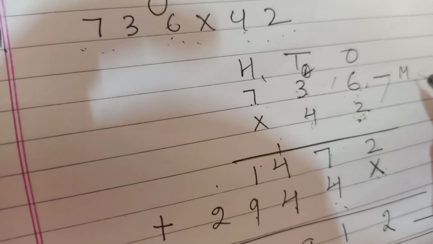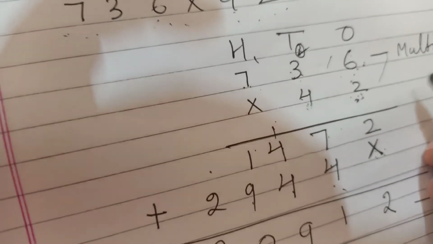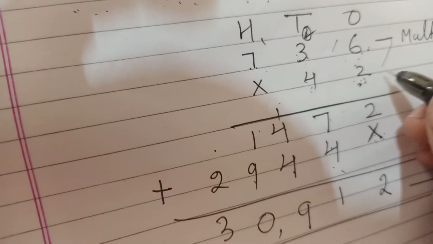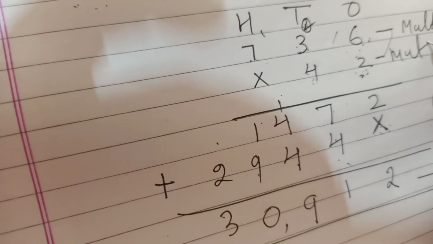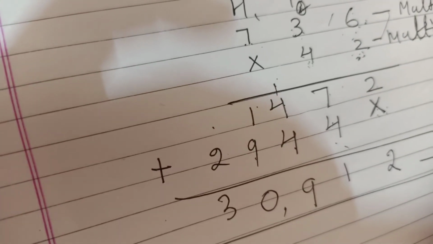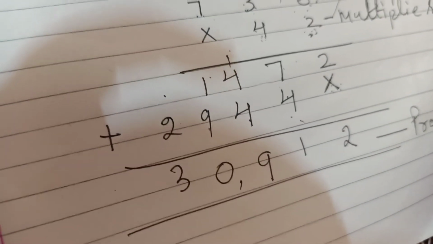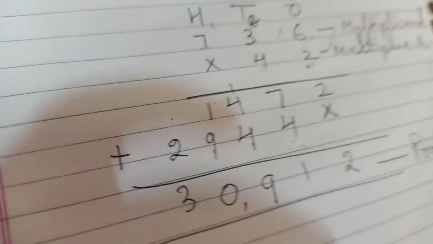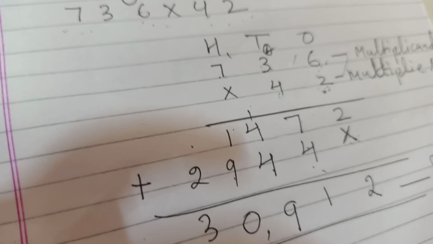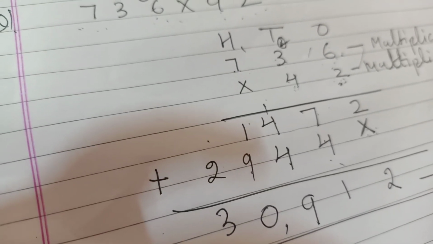See, what is the multiplicand here? 736 is the multiplicand. What is the multiplier here? 42 is the multiplier. And what is the product here? The product is 30,912. Clear, everyone? I think it is very clear how to multiply a 3 digit number by a 2 digit number.